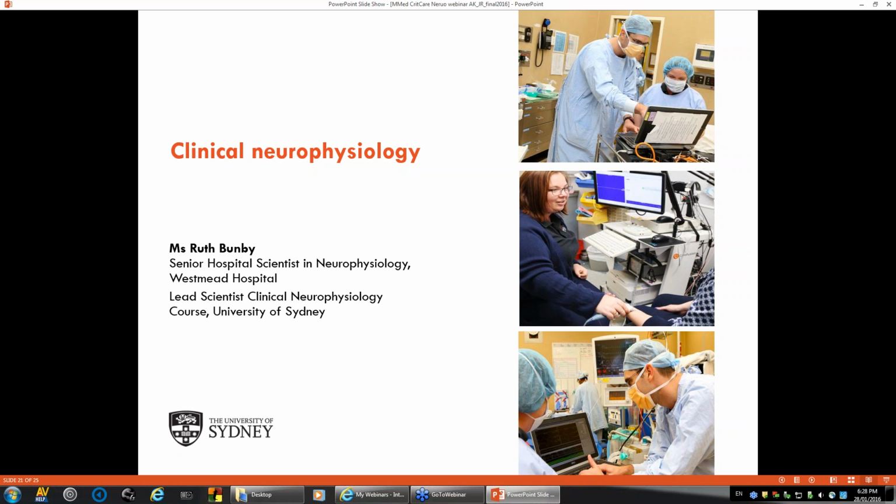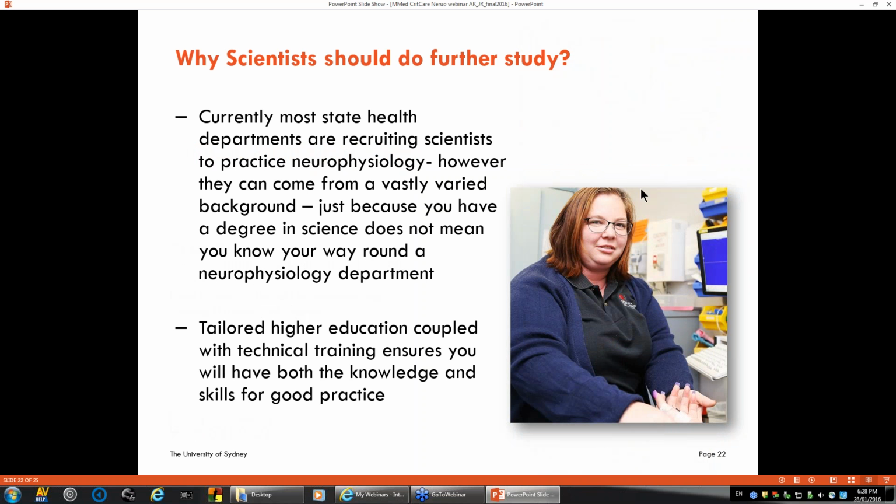Hello, my name's Ruth Bunby. I'm a senior scientist at Western Sydney Health. The question's often asked clinically, why would scientists want to do further study? Most state health departments are now employing graduates from university as scientists, and our awards are now tailored to that. So to progress our careers, we need to keep continuing our professional development.